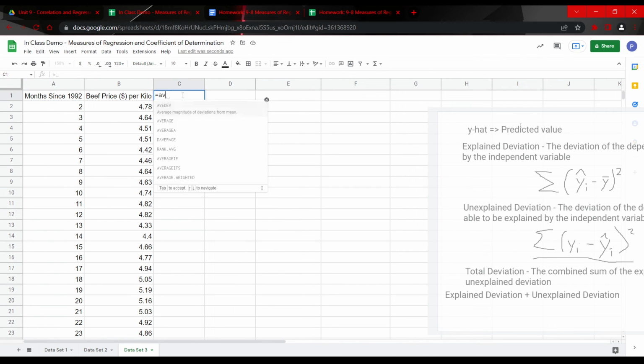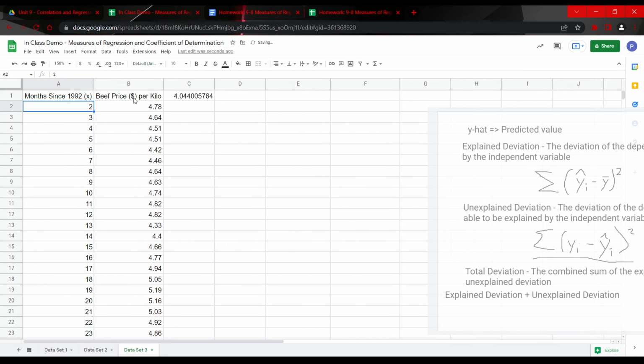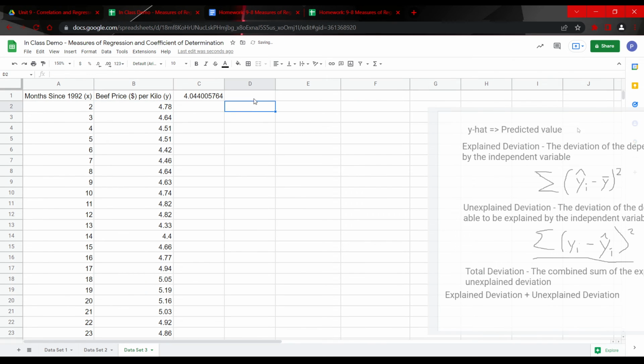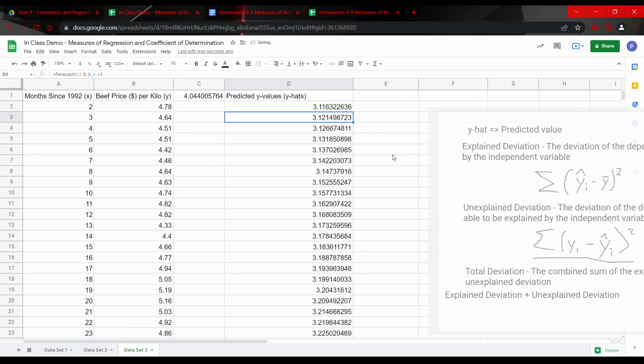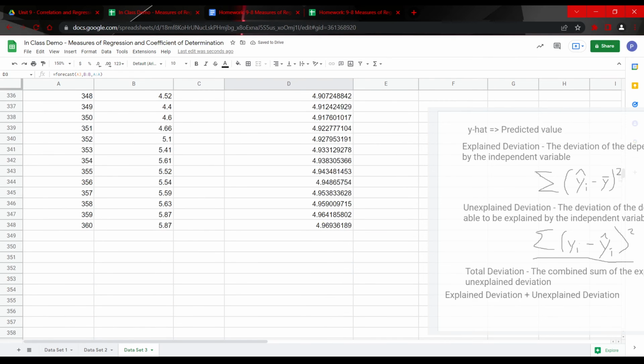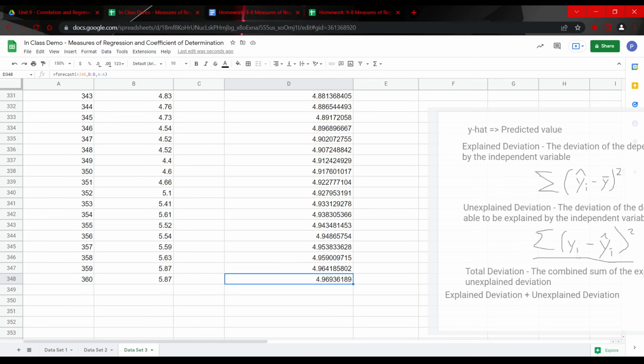So again, first things first, so that's my X, that's my independent, and this is my dependent. I'll have this be my predicted Y values, or my Y hats. So this is equal to FORECAST of A2 and then BBAA, and I'm just gonna let it autofill. I'm just gonna scroll down to make sure that it autofilled properly. Last one should match up so that all works out.